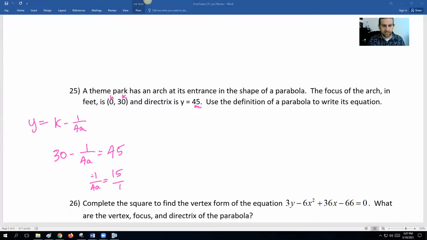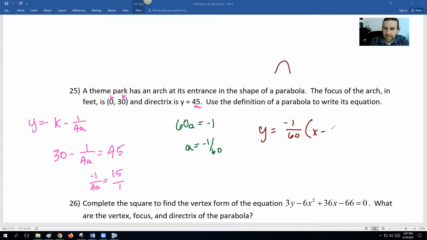We can cross multiply to help solve. Okay, so 4a times 15 is 60, and -1 times 1 is -1, and so a would have to be -1/60. So our answer would be y equals, a is -1/60, which makes sense because that's going to be an upside down parabola. And then we got x minus h is 0 squared plus k is 30.